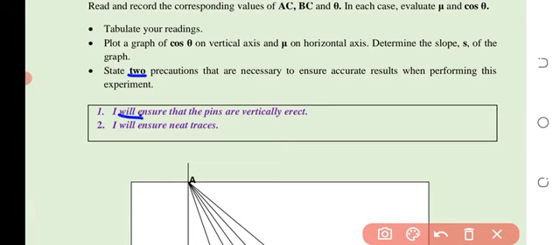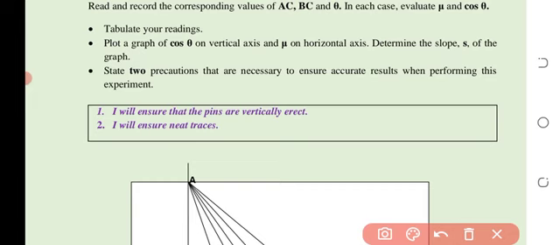that the pins are vertically erected. Remember, if you perform the experiment yourself in the real experiment, you will state that I ensured that the pins were vertically erected. But in this case, you may be asked to perform the experiment. You've not done that already, so you can state your precaution in this form: that I will ensure that pins are vertically erected. That is, when you are performing it, you will ensure that. Also, you will ensure neat traces.